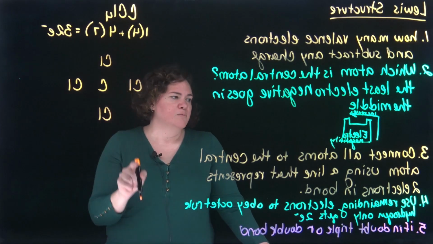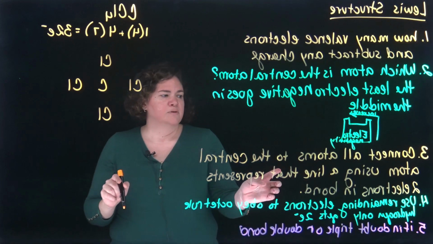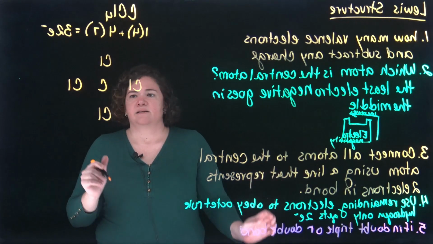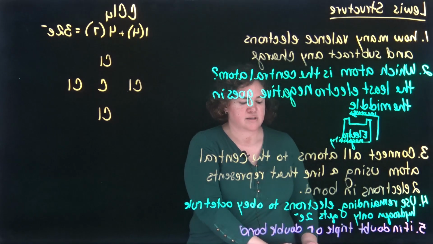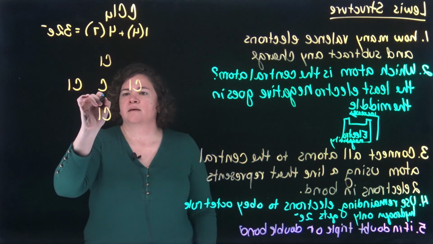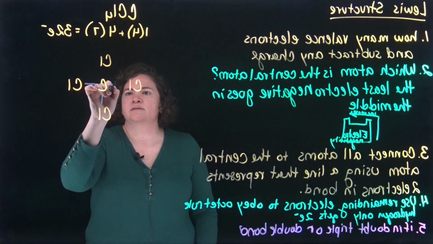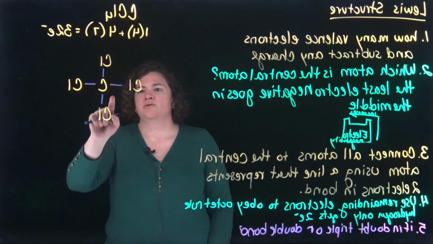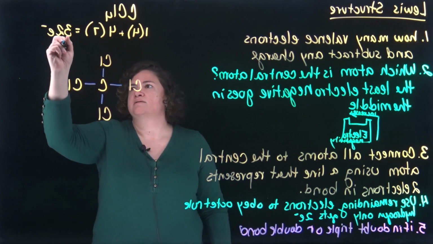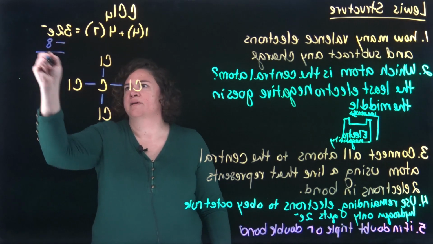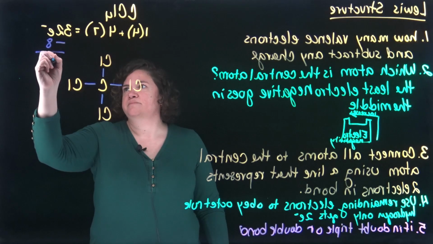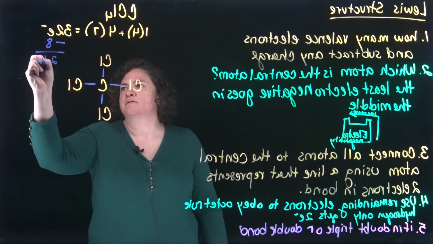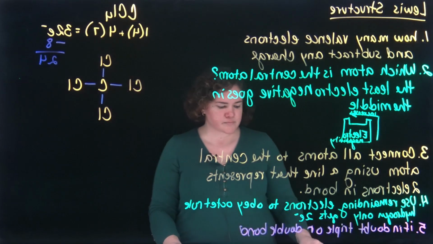Then you want to connect all atoms using a line. So each line represents 2 electrons. 2, 4, 6, 8. So you have used 8 electrons so far. 32 minus 8 is 24 that you have left over.